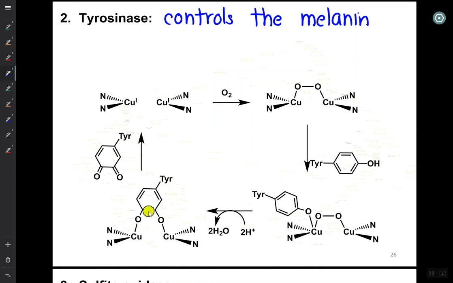That's a benzene with 2 OH groups. And the last step involves oxidation of this catechol to provide the copper 1 reduced form of the enzyme, and it generates this benzoquinone, which eventually is going to become melanin pigment.